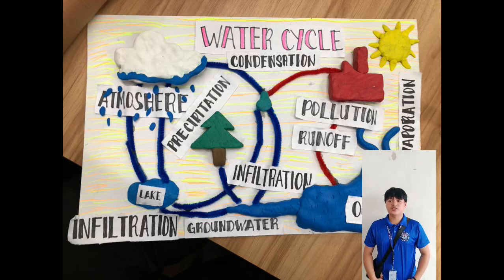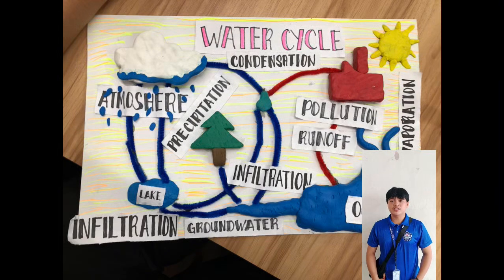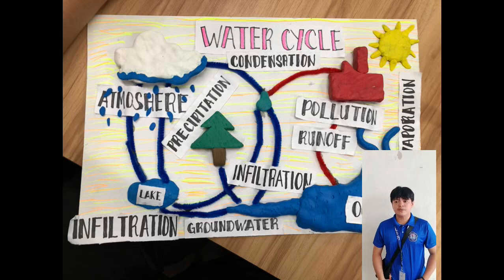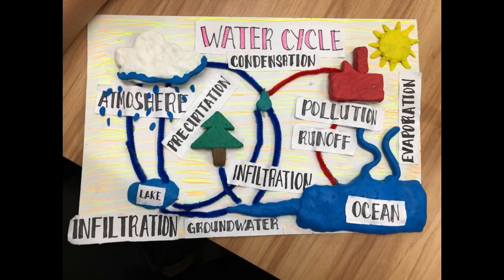Reservoirs, where water is stored. The water cycle begins with reservoirs. These are places where water is stored, like oceans, lakes, rivers, glaciers, groundwater, and even the clouds and atmosphere. Water is constantly moving between these places through natural processes. In our model, we represent these reservoirs using colored clay to help visualize where water is held in nature.